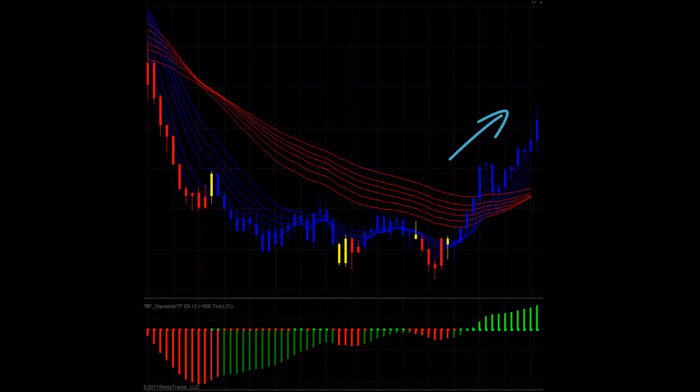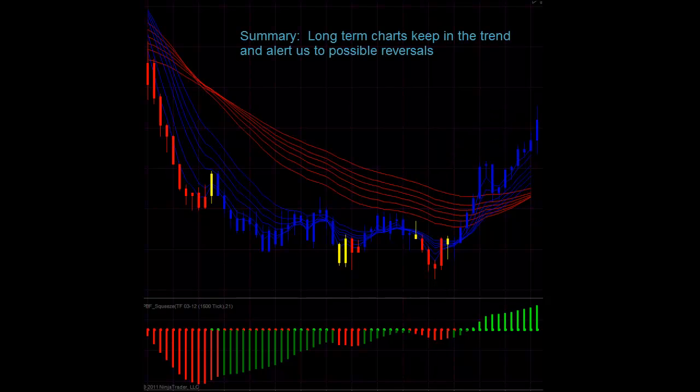So to summarize, we use long-term charts to really keep us in the trend, especially when our rules say this is the only direction we're going to trade in. But also whenever we see a yellow bar in a long-term chart, we really want to think that there's a possible reversal coming up, so we shouldn't be looking for re-entries bouncing off of the moving averages.